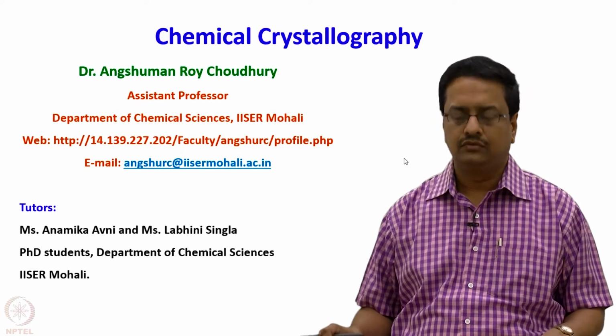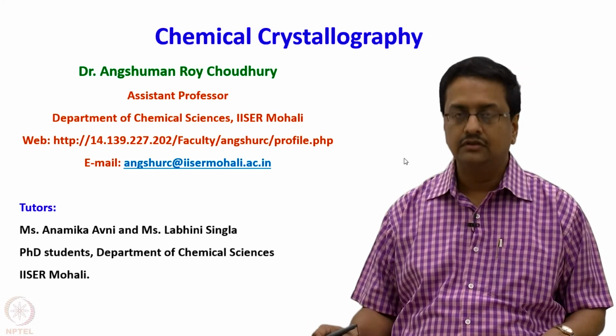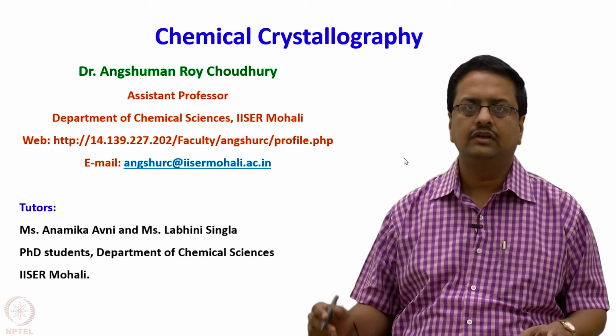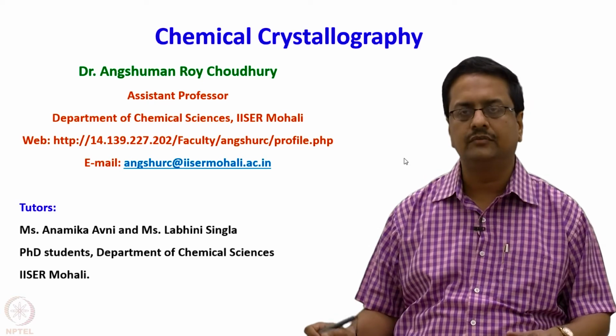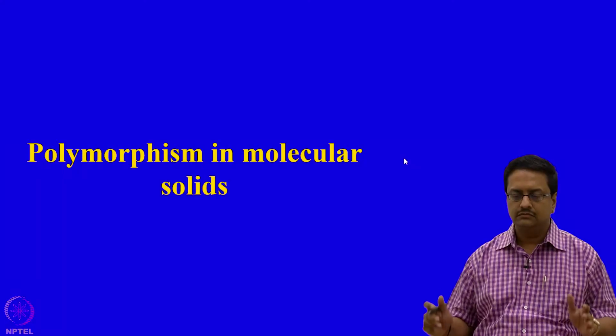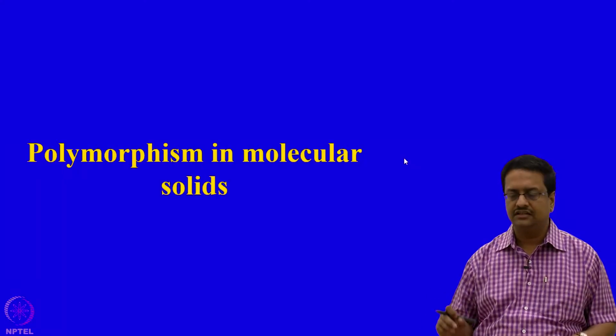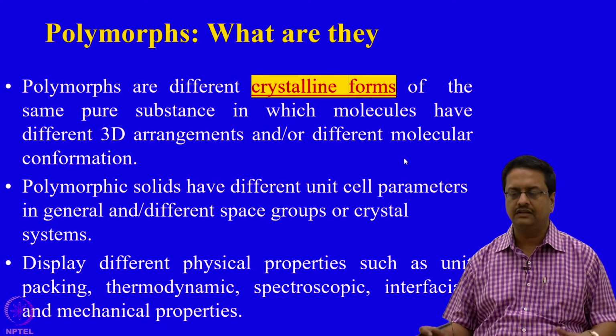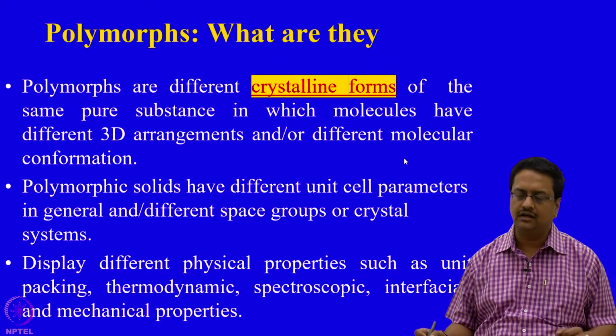Welcome back to the course of chemical crystallography. Today is the last lecture on this course, and today we are going to discuss a phenomenon called polymorphism. So, the point of discussion is polymorphism in molecular crystals. To start, we need to define what polymorphism is, what polymorphs are, and how we should classify them.